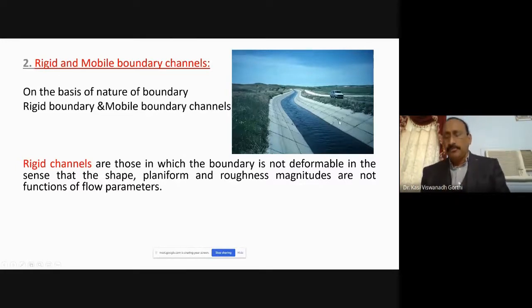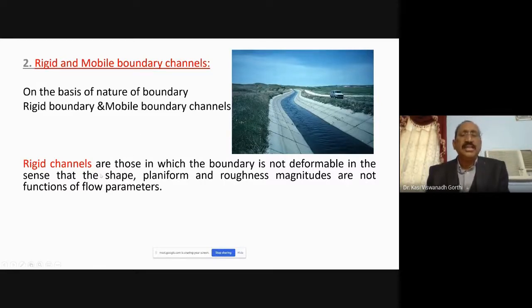There is no covering for this canal. There is no erosion for the sides and the bed of the canal. Such a canal is called a rigid boundary canal. The other type is the mobile boundary.